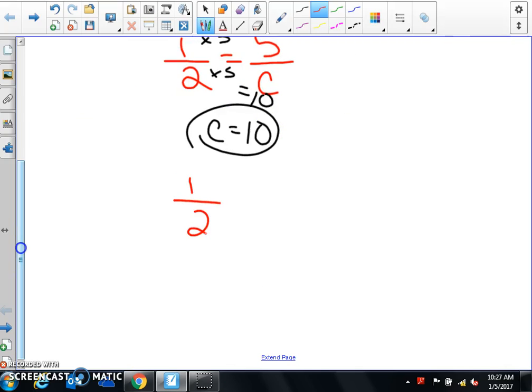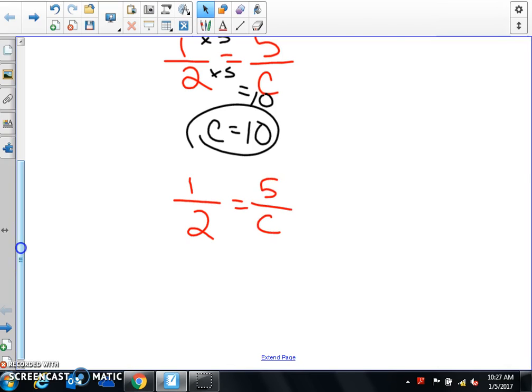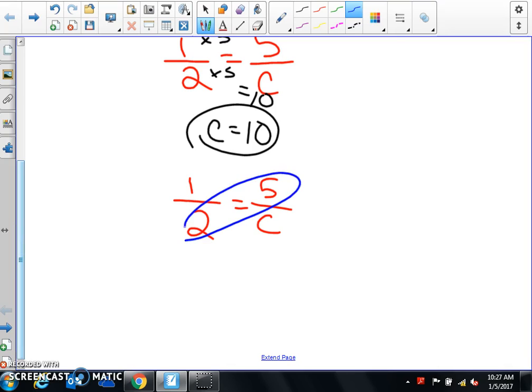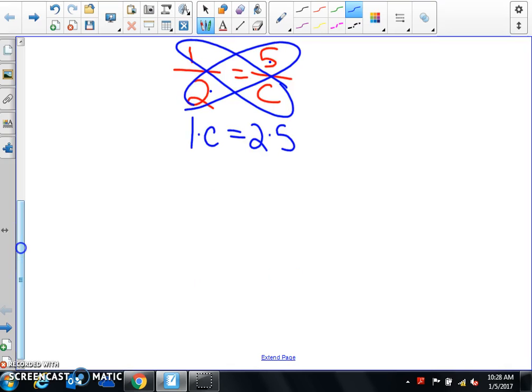So let's take the same one. In general, just get in the habit of cross multiplying. So you need to cross multiply, which means we're going to take both sides, across diagonals, and multiply them. So this would be 1 times C equals 2 times 5. 1 times C is just C, and 2 times 5 is 10. Okay, so that's what we're going to be doing.